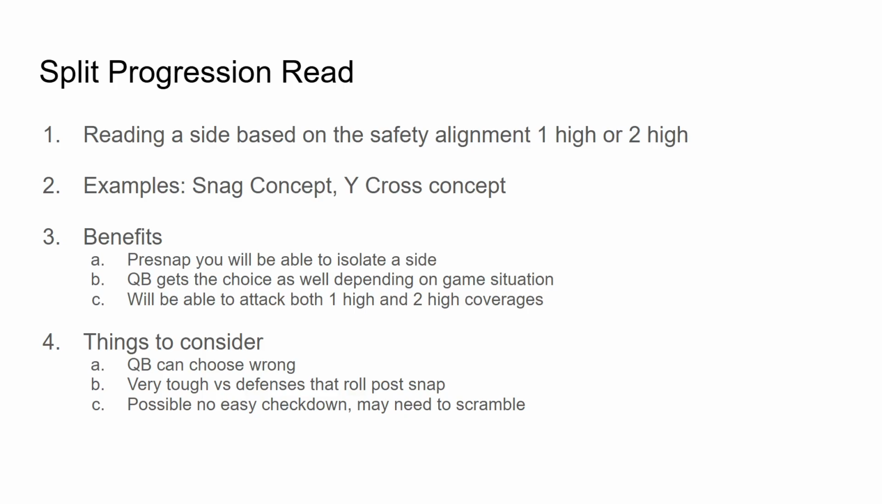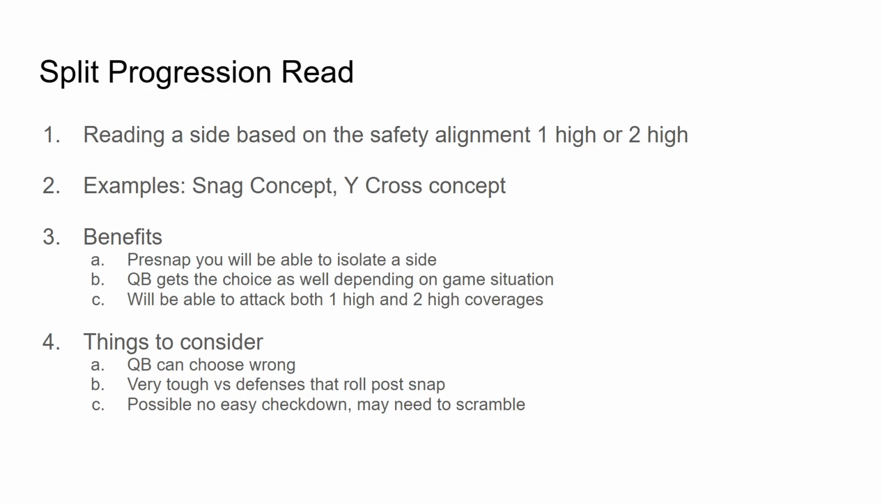The other thing to consider is there's no easy check down really, because you're going to be reading one side. So again, you're going to have two routes or three routes, or even two routes and two routes. And ultimately, if you don't have those, then you're going to have to improvise. Hopefully, you have a fast QB. Otherwise, we'll just have to get out and throw it away.